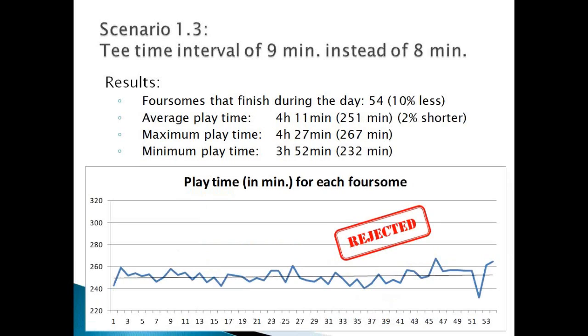That's unacceptable. The next scenario is the opposite. We'll increase the tee time interval to 9 minutes to see if we can reduce the play time. We have 10% fewer foursomes able to play during the day, 54 instead of 60. Average play time is just 2% shorter. It's barely a difference, 4 hours 11. Almost 4.5 hours for the maximum, and 3 hours 52 minutes for the minimum. So we don't have any significant improvement in play time, but we have 10% less revenue. So that's, again, unacceptable, rejected.